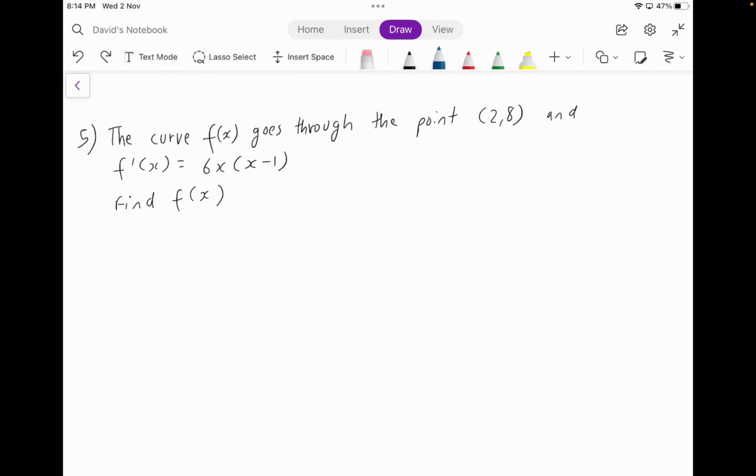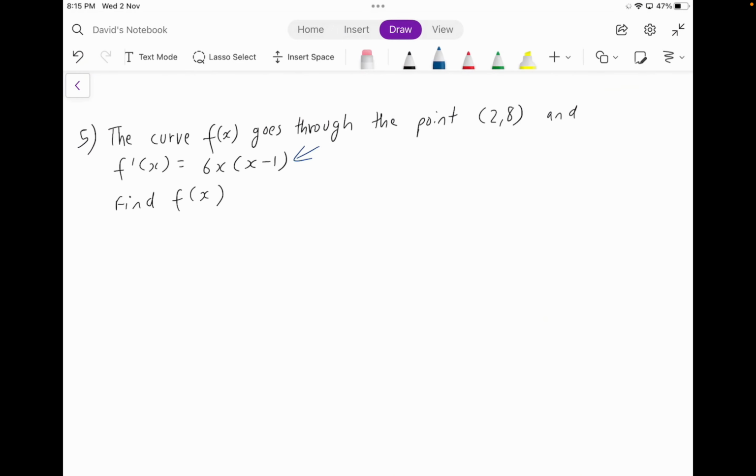So we might draw a cubic equation in this type of question. The first thing is the question states that the curve f of x goes through the point (2, 8), and f inverse x is equivalent to 6x(x minus 1). So the first step is to find the integral form of this. By the way, a constant always differentiates to zero.